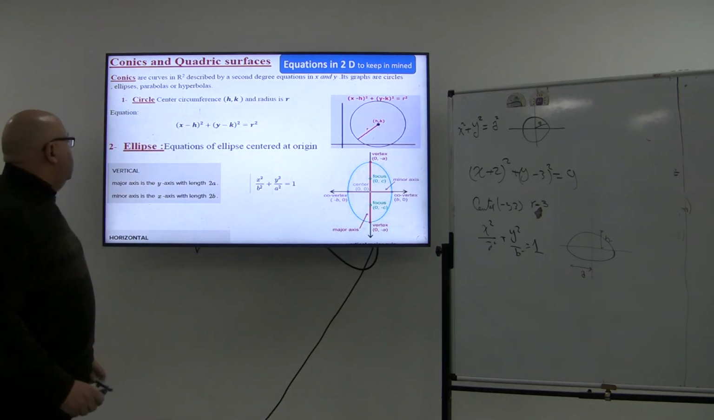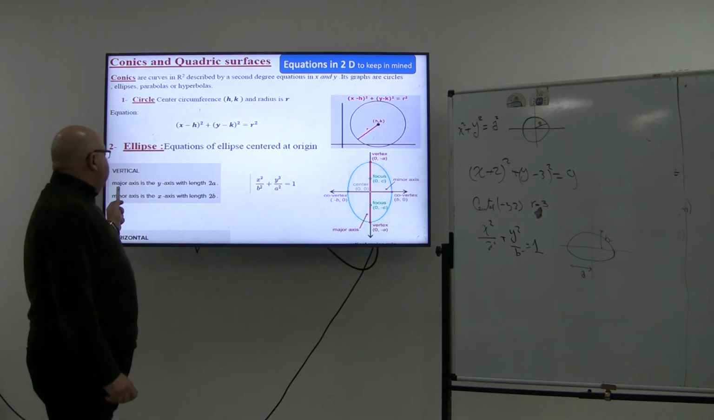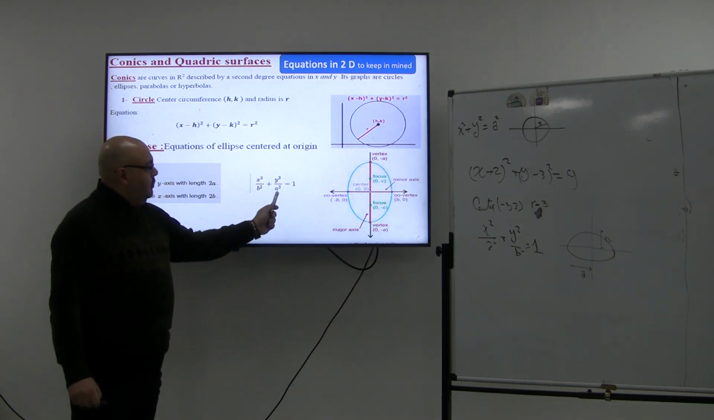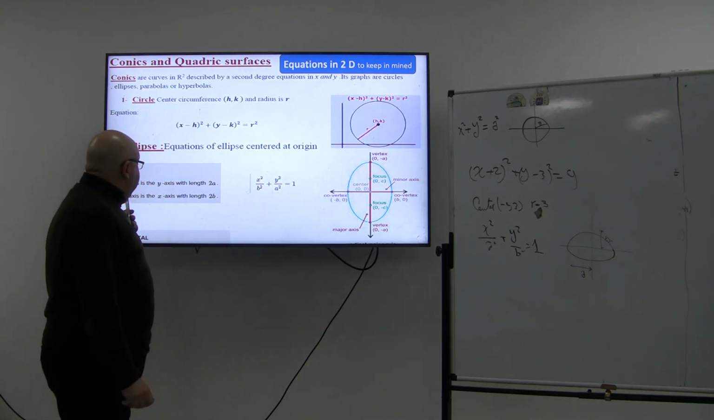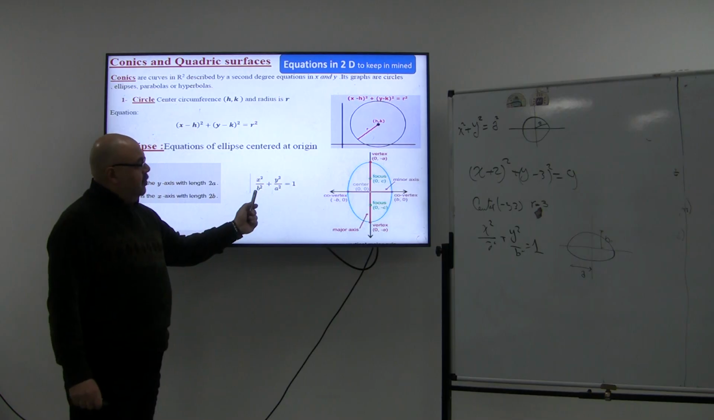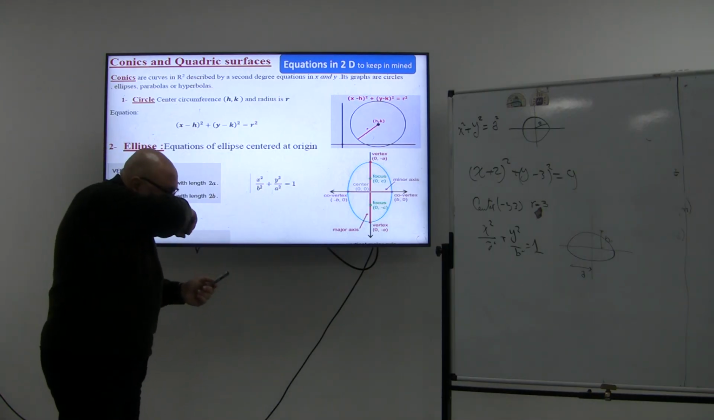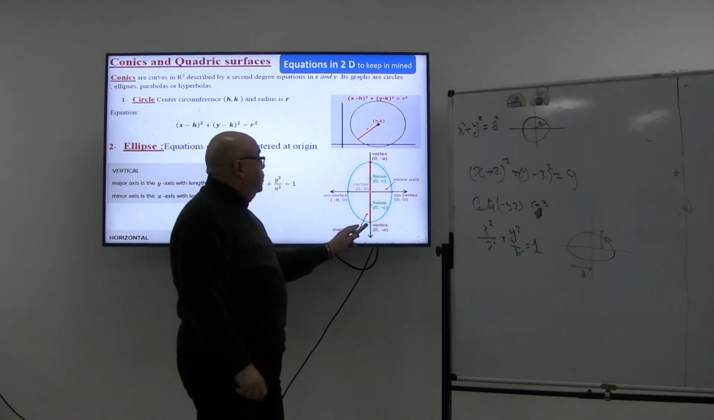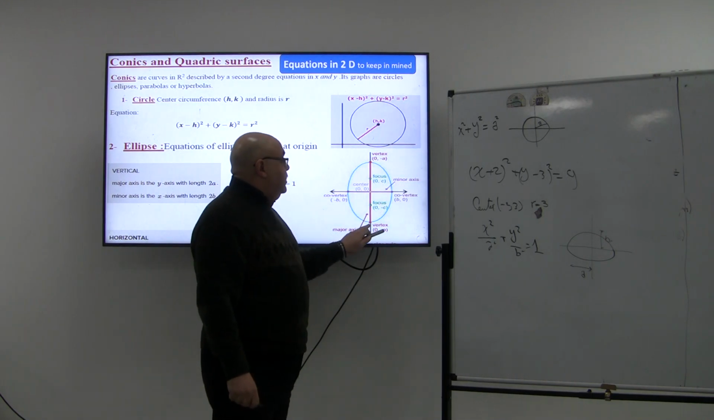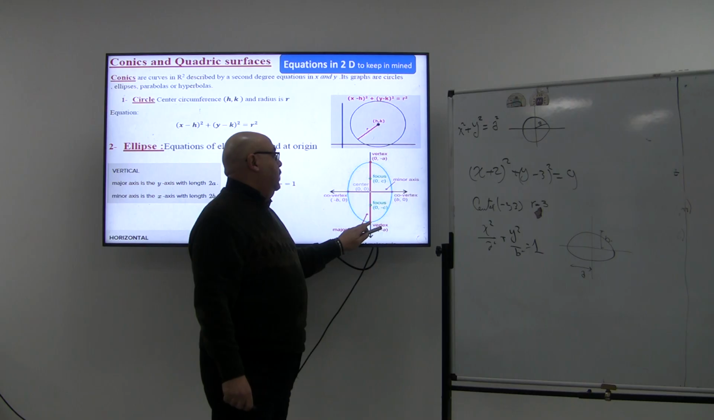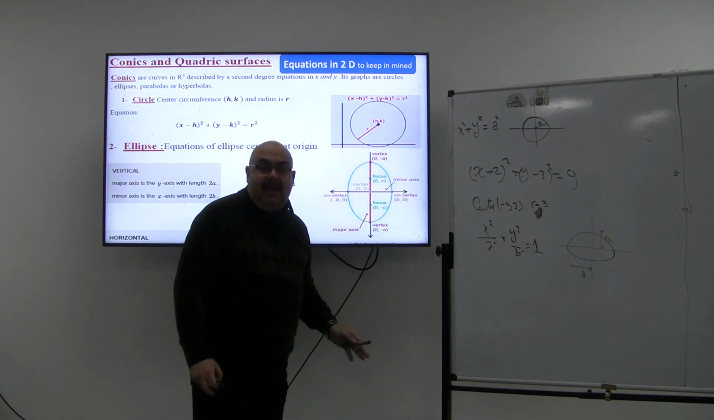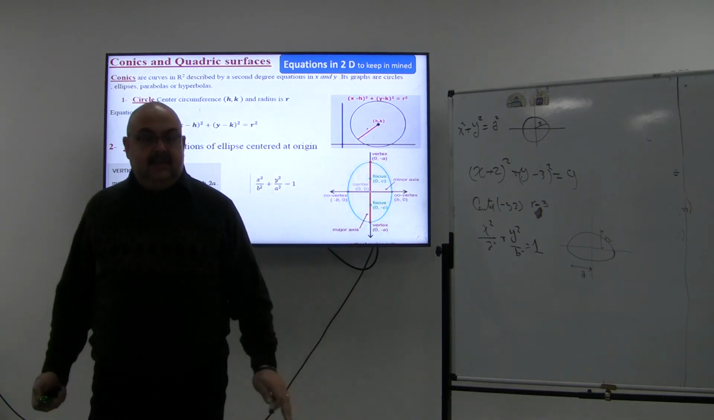Of course, this is written in front of you. Major axis is the y-axis because it has A. The minor axis is on the x-axis. So this ellipse, as you can see, it's more flattened on the y-axis than on the x-axis.